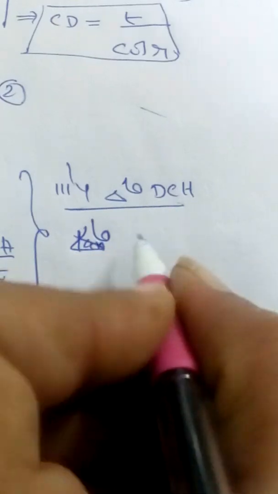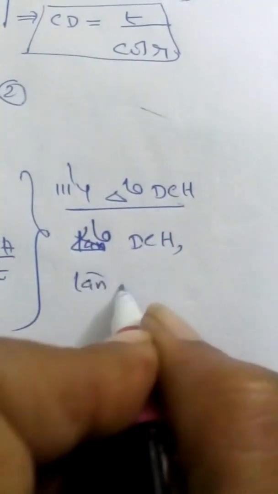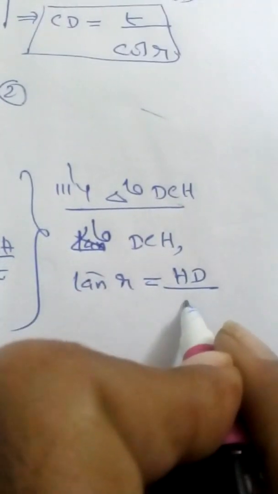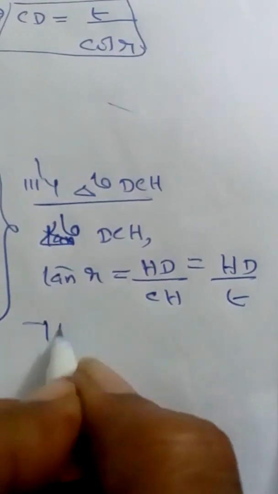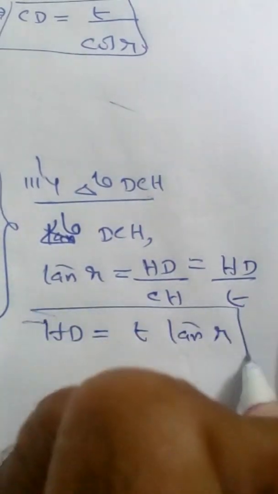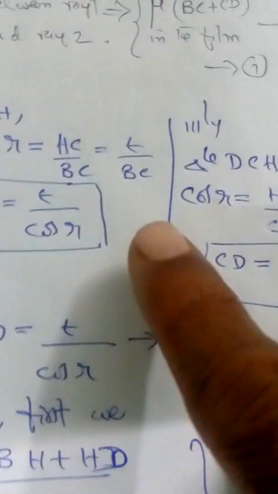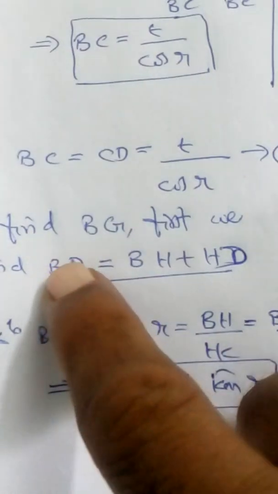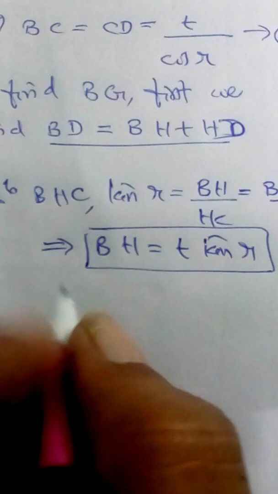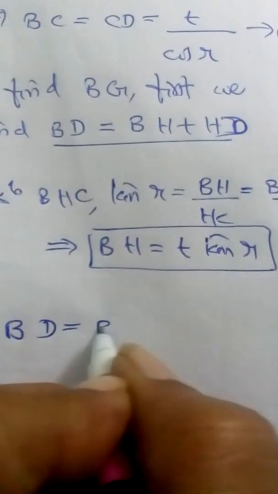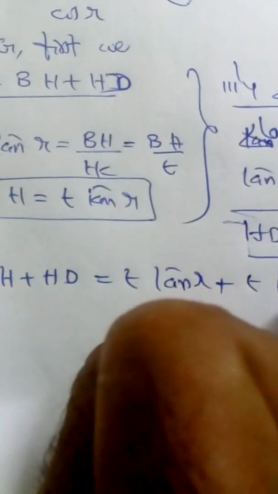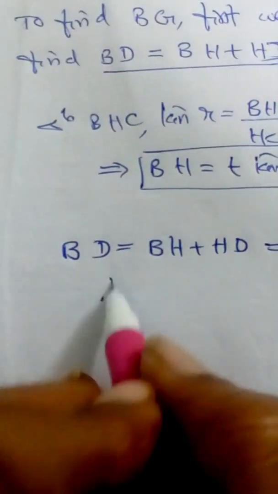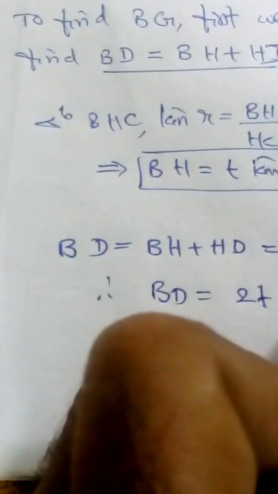Tan R is equal to HD by CH or HC. That is HD by thickness T. Cross multiply, so you will find HD or DH as T tan R. HD has come as T tan R, BH has come as T tan R. So in expression 1, BH plus HD gives BD. BD is equal to T tan R plus T tan R, that is 2T tan R. Therefore, BD is equal to 2T tan R.